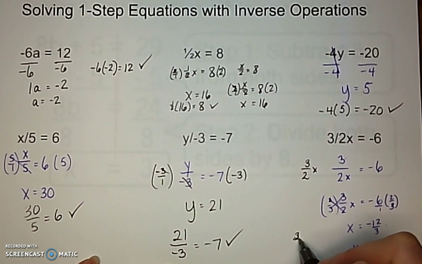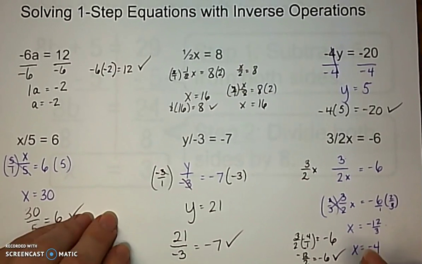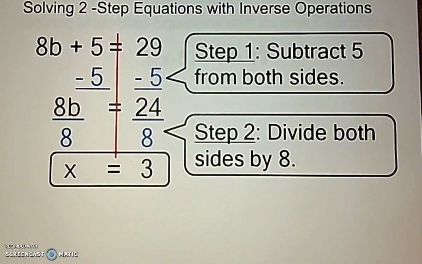And 3/2 times -4, does that equal -6? Well, I get -12 divided by 2, and that does equal -6.